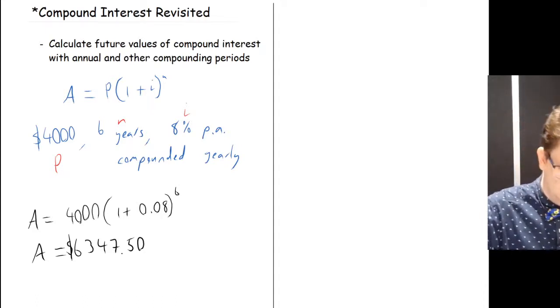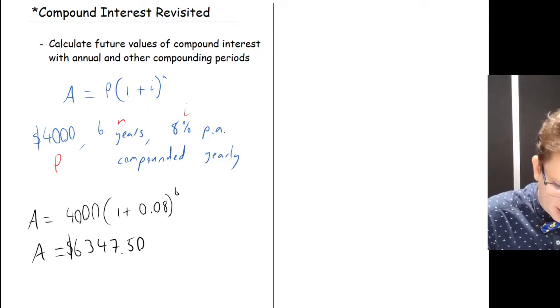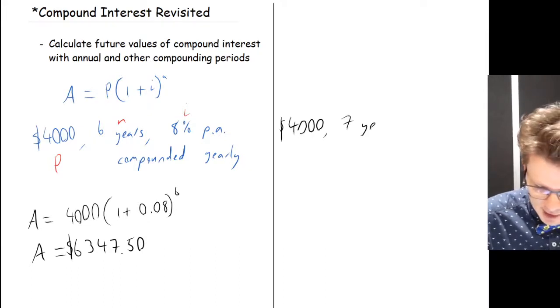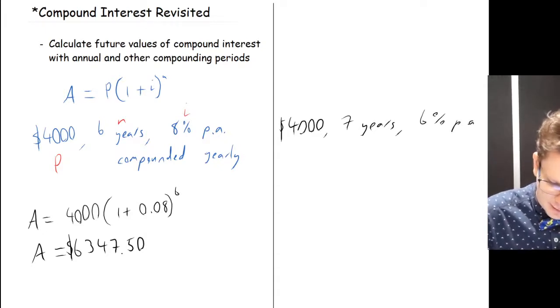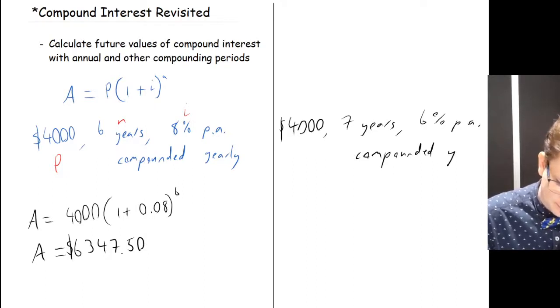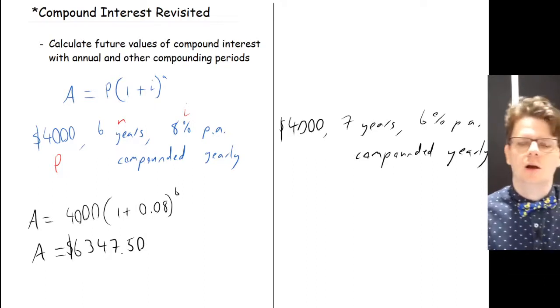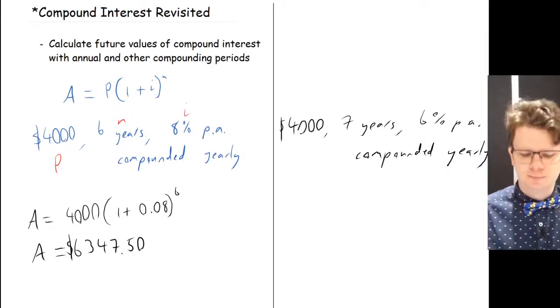So, my example that I want you to have a go at is I'm going to make it $4,000, 7 years, we'll say 6% per annum, compounded yearly. Alrighty, so have a go at that one in your book. Pause the video, have a go.